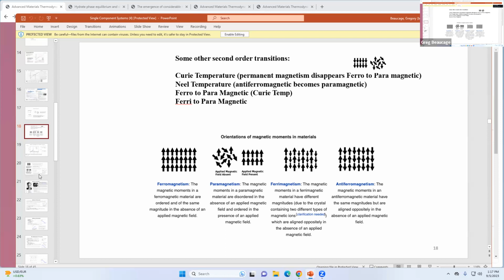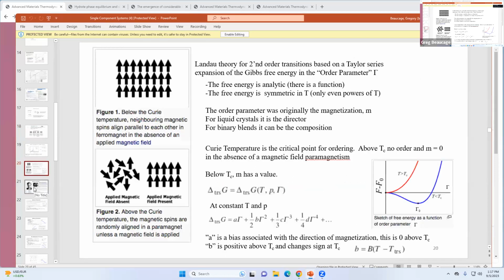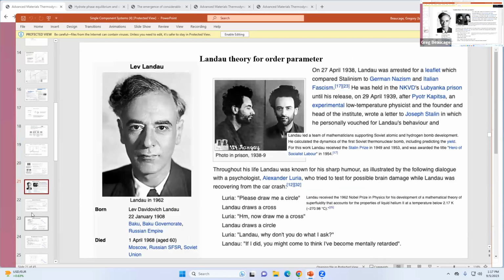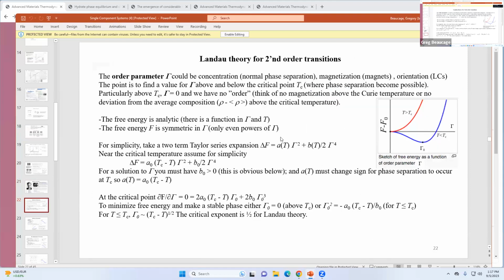So Landau said he's just going to have a power series in this order parameter, which has the feature that it goes to 0 when they're random, and it goes to some value when they're pointing in the same direction, right? So you can calculate that by looking at the cosine projection of the arrows.